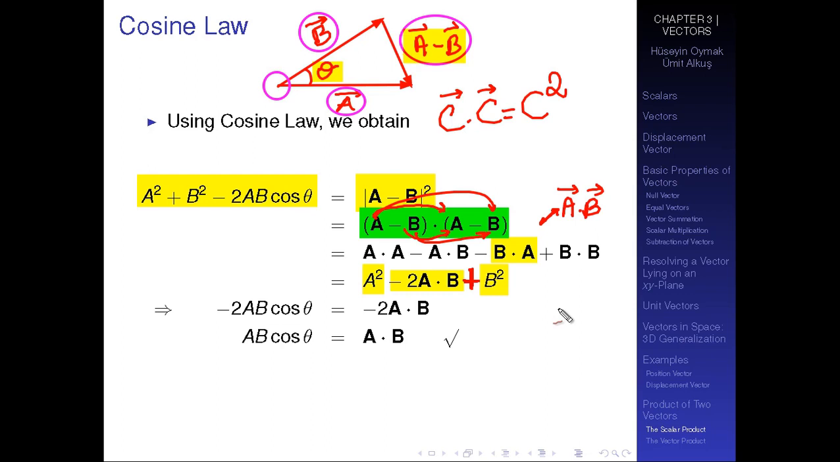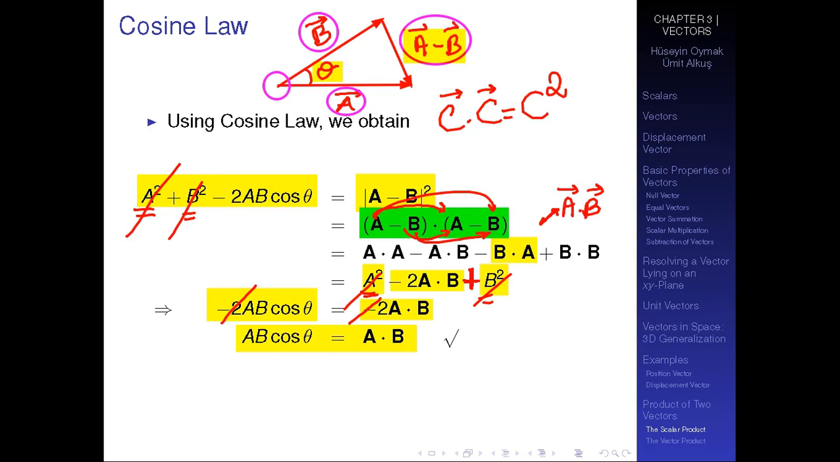Anyway, you see A square and B square appear in both sides of this equation. Therefore, they are cancelled. So, we get minus 2 AB cosine theta in the left hand side and minus 2 A dot B in the right hand side. Here, minus 2's are cancelled, and finally we proved the formula for A dot B, which is claimed in the previous page.